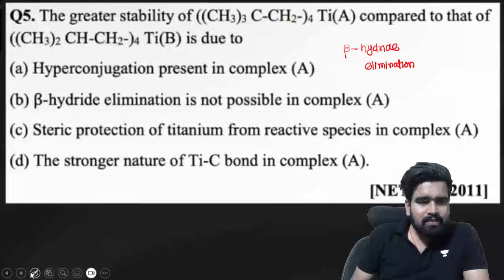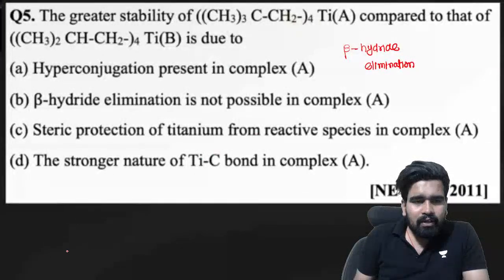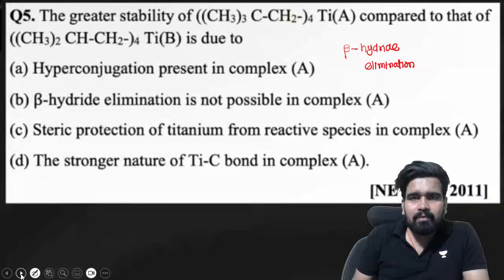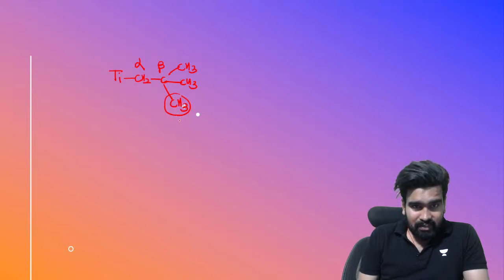We can draw this complex. There is a titanium, and I can draw here titanium Cp3. There is a CH2, there is a carbon with CH3, CH3, CH3. So this is the complex. Here is an alpha carbon, here is a beta carbon. And on the beta carbon there are beta protons. These are the gamma protons.